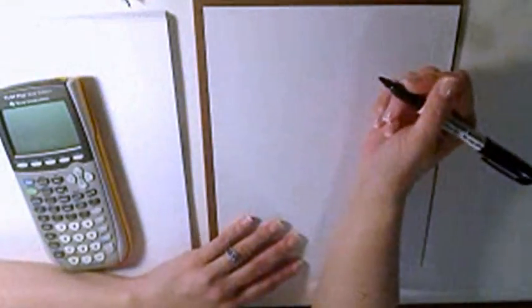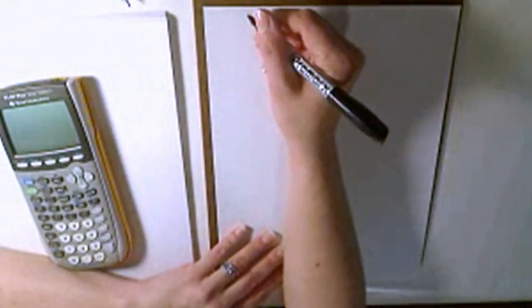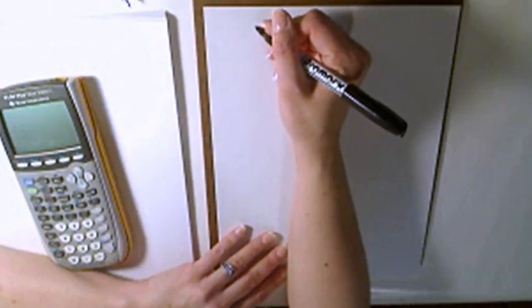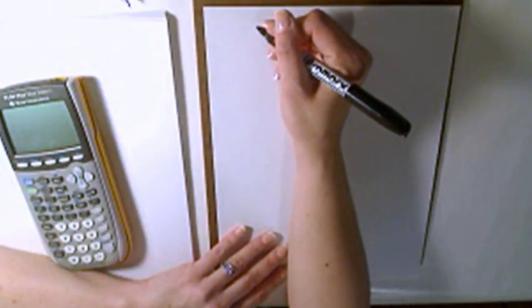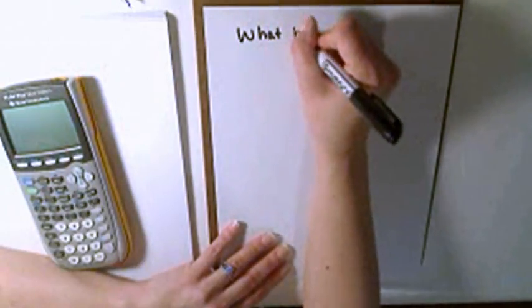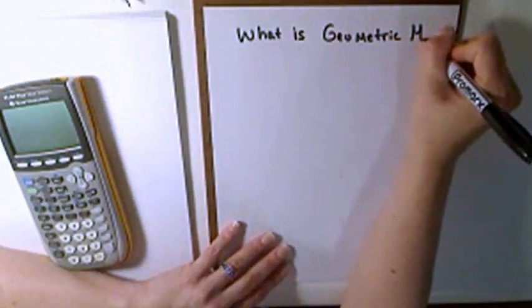Okay, this video is going to be on how to derive the geometric mean, and then I'll make another one on how to solve problems with it, and a final one on how to derive the Pythagorean theorem with it. So what is geometric mean?